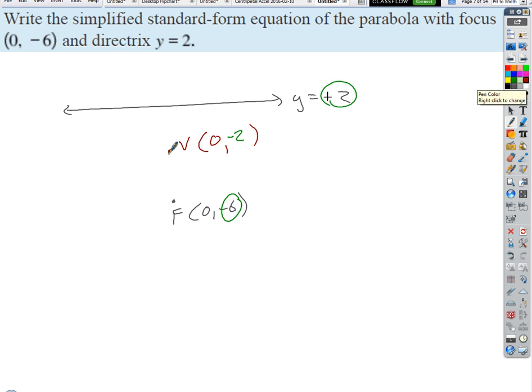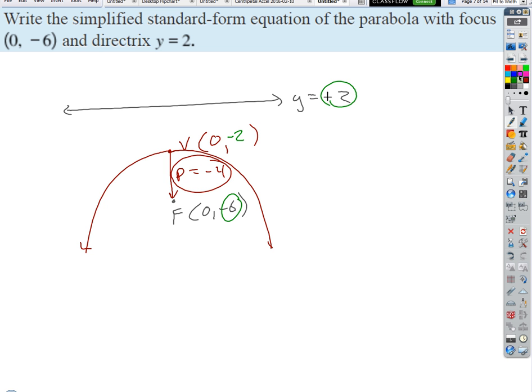Down, because it's got to swallow the focus. And remember, just another little thing, that the parabola is always going to be kind of perpendicular to the directrix. If the directrix is horizontal, the parabola is vertical, and vice versa, right? Okay, so what's the value of P then? Negative 4, right? Because it's starting at V and it's going down 4. So P is negative 4.